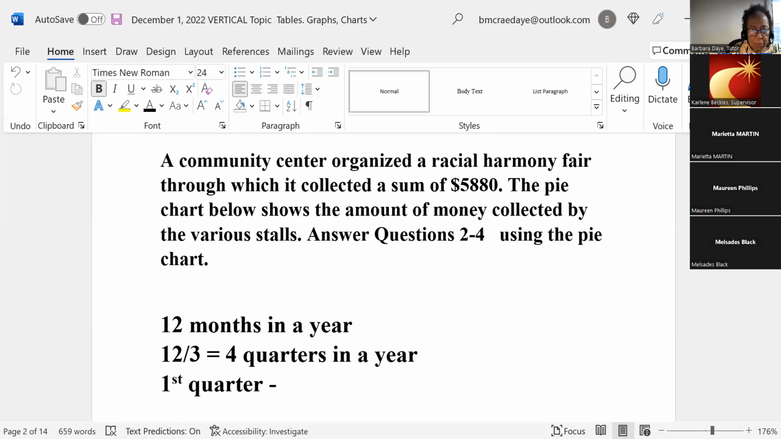January to April? Is that three months? No, there's 3 months in a quarter. So what months are in the first quarter, Mercedes? January, February, March. Okay, January to March. All right.